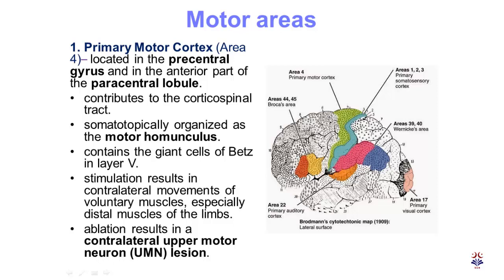If we stimulate this area, it will result in contralateral movement of the voluntary muscles, especially the distal muscles of the limbs. And if we surgically remove part of this area, it will result in a contralateral upper motor neuron lesion. So here we can see that all these effects are on the contralateral side of the body.